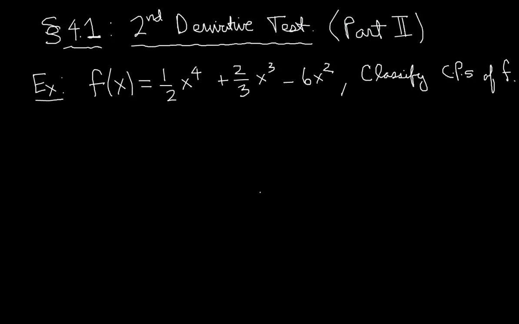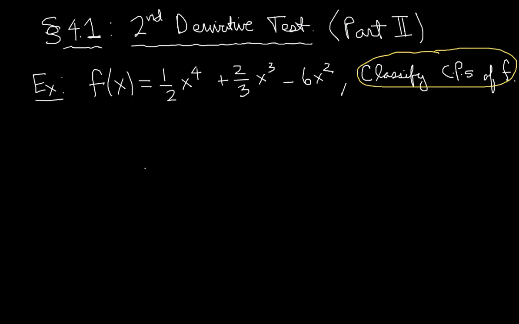And so again, the goal is, let's say you're given this function, f of x. It's going to be some polynomial: 1/2 x to the fourth plus 2/3 x cubed minus 6x squared. And the goal is going to be to classify its critical points. Let's classify its CPs.